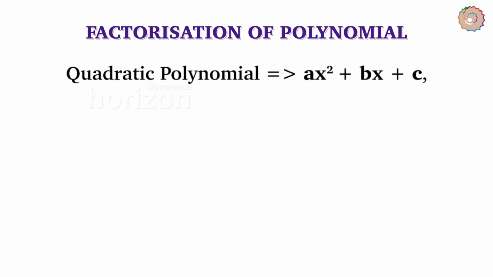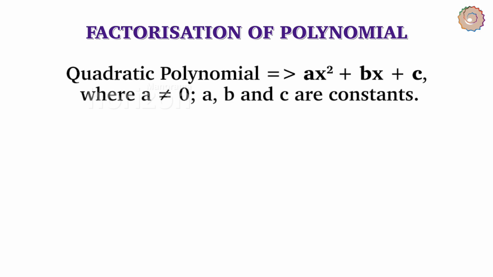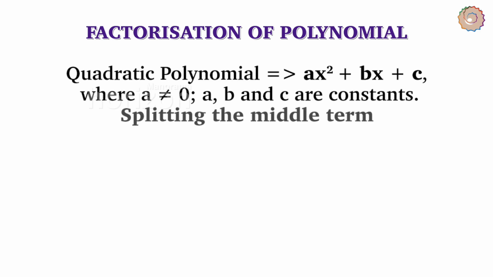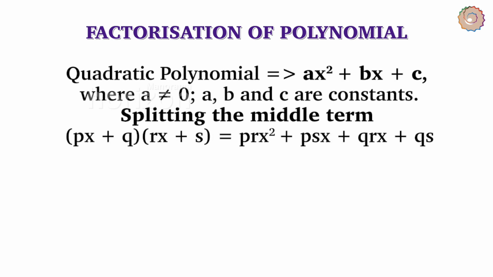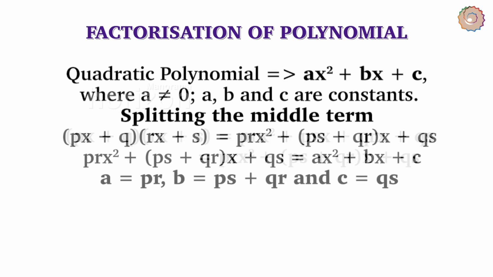Consider a quadratic polynomial ax square plus bx plus c, where a is not equal to 0, and a, b and c are constants. Now this polynomial can be factorized by the splitting the middle term method. Let the factors be px plus q and rx plus s. By multiplying them, we get prx square plus psx plus qrx plus qs. By taking x common, we get prx square plus ps plus qr into x plus qs, which is equal to ax square plus bx plus c.